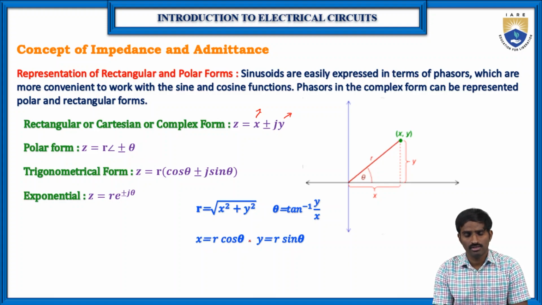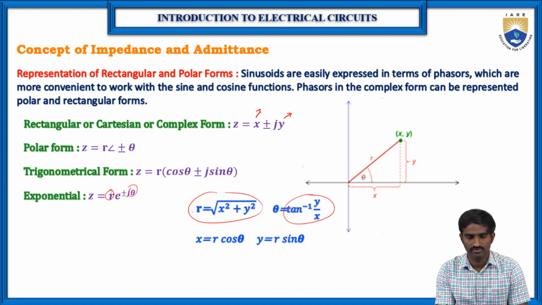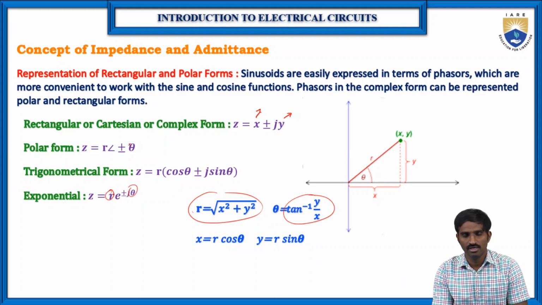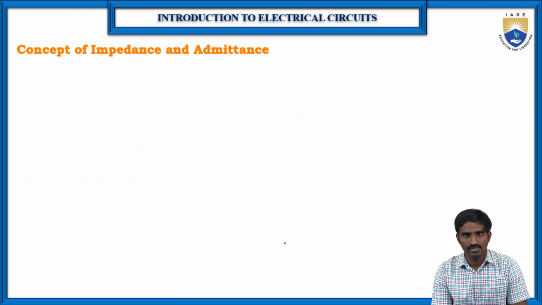Here x is equal to r cos theta and y is equal to r sin theta. So this is the way to convert. Of course, here r is also the same, and theta is also the same, that theta is tan inverse y by x. Don't get confused, this r and this theta are the same. So by using these equations we can convert polar into rectangular and rectangular into polar form.